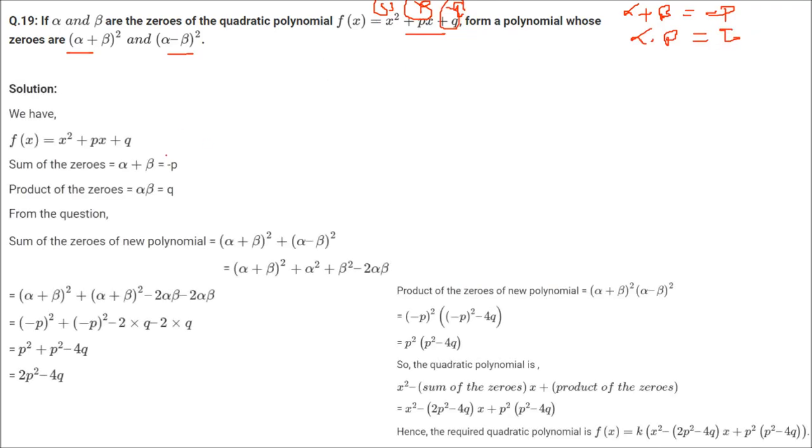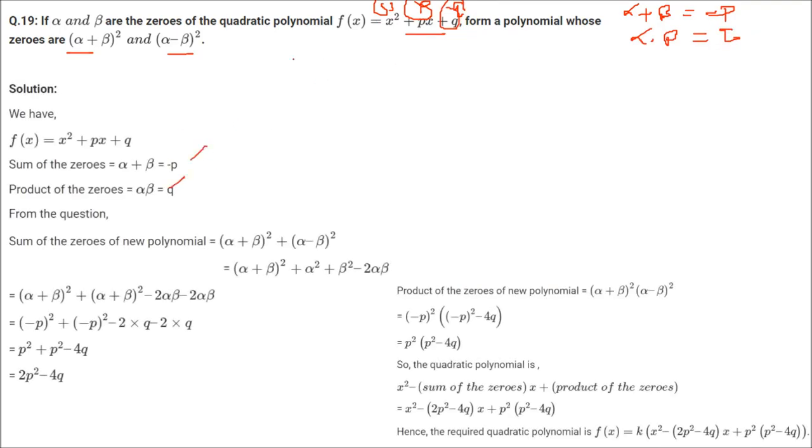Alpha and beta are the zeros of the quadratic polynomial x square plus px plus q. Form a polynomial whose zeros are alpha plus beta whole square and alpha minus beta whole square. So here a is 1, b is p and c is q. So what will be alpha plus beta? Minus b by a. So minus p by 1. Alpha into beta will be c by a. This is q by 1. So q. So minus p and q are the values.